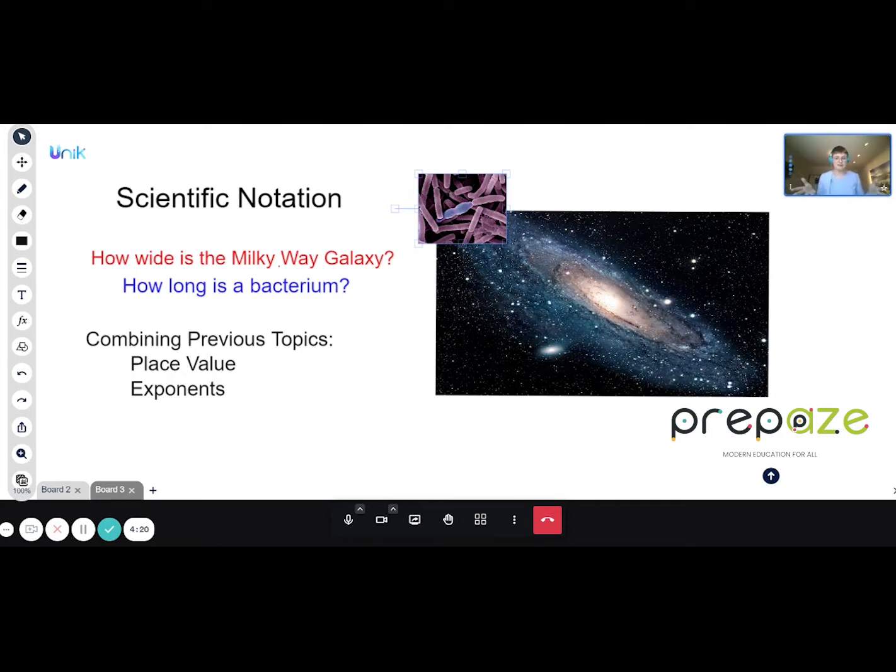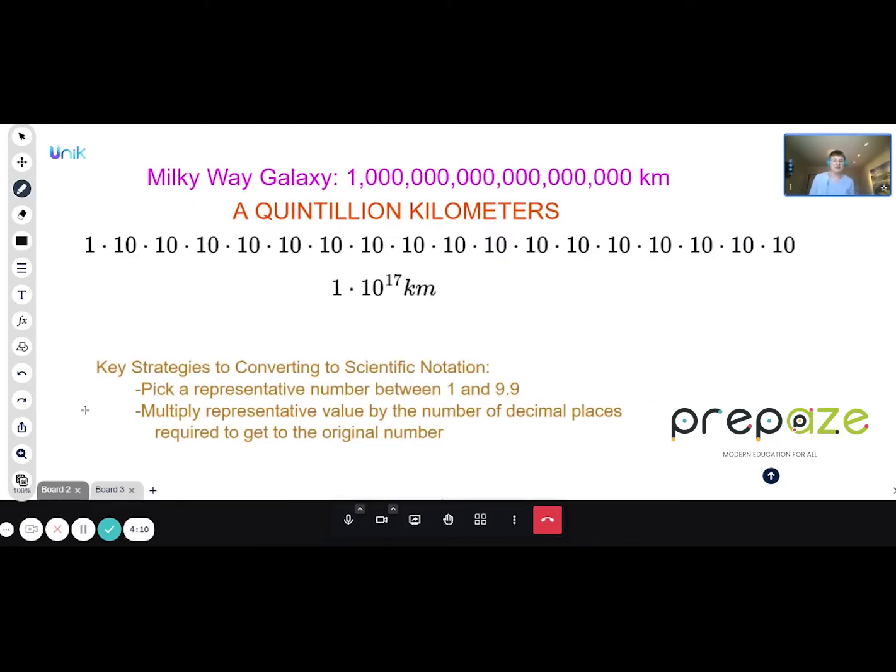So as examples today, I'm going to be answering two questions. How wide is the Milky Way galaxy presented in scientific notation? And how long is a bacterium? So according to NASA, the Milky Way galaxy is 1 quintillion kilometers long. So that is a pretty big size.